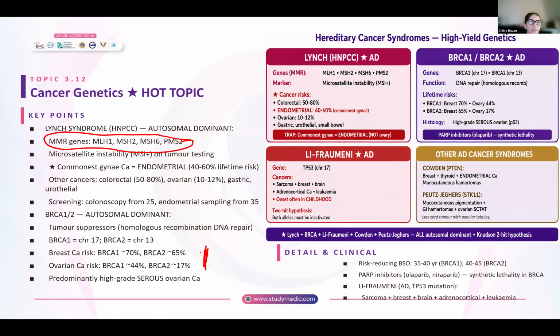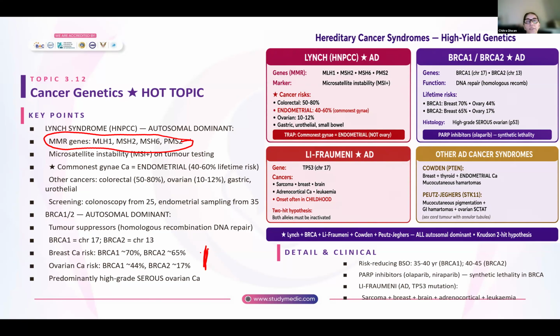For CA breast with BRCA1, the risk is 70%. With BRCA2, it is 65%. For CA ovary with BRCA1, the risk is 44%, and with BRCA2, it is 17%. What I would remember from this is that for BRCA1 or 2, the risk of CA breast is higher than that of CA ovary.